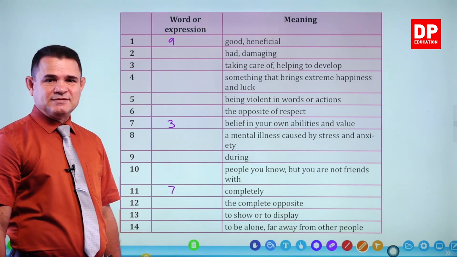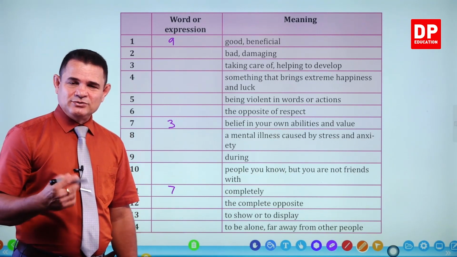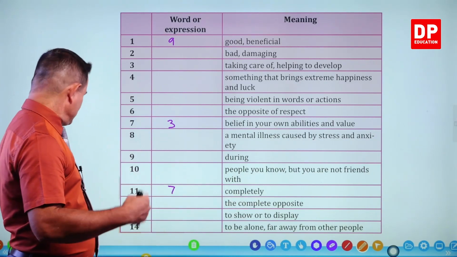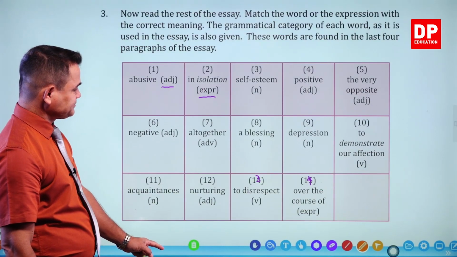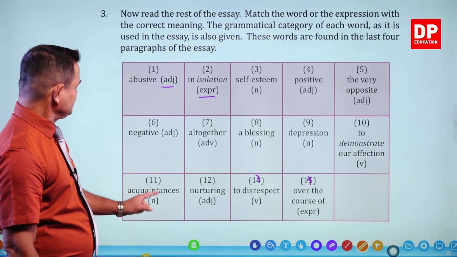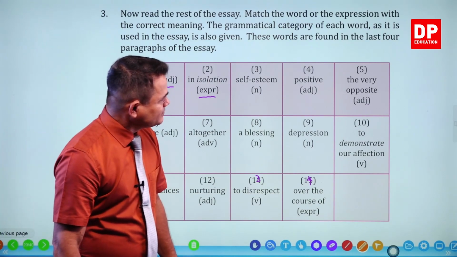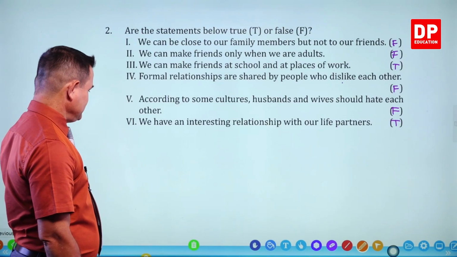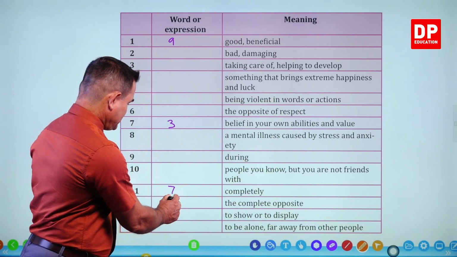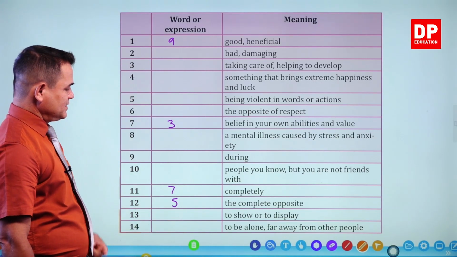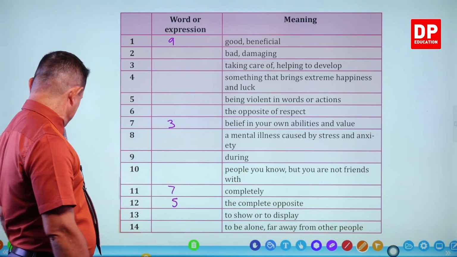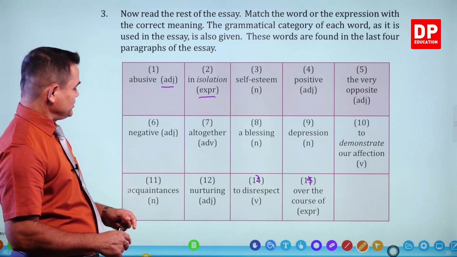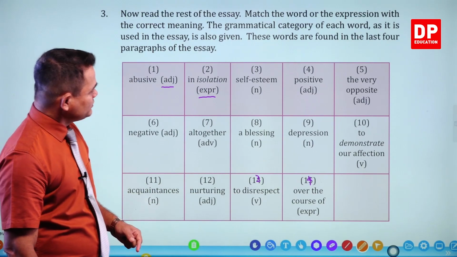Now let's put these easy ones like this. So in the exam also you can do this. The complete opposite, the very opposite, is number 5. Very simple. And during is also a very easy word. During means throughout.